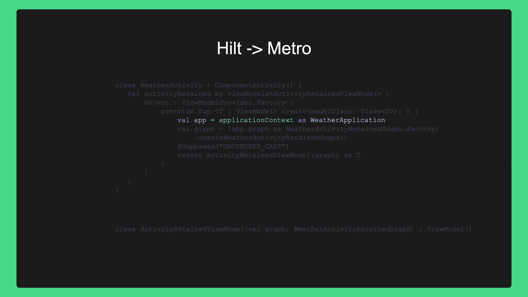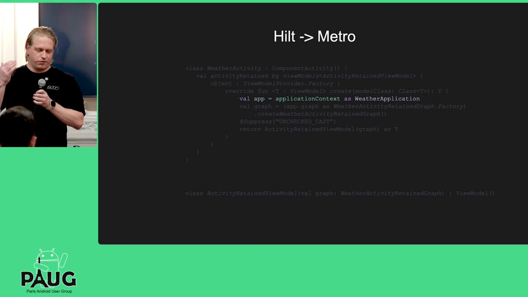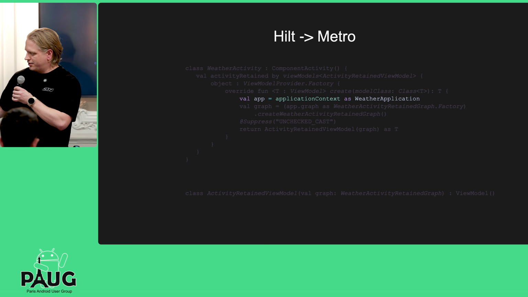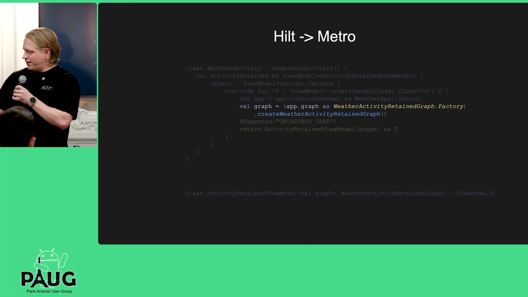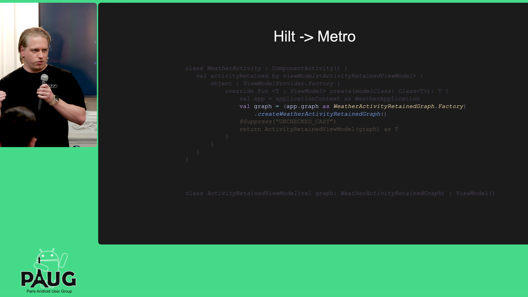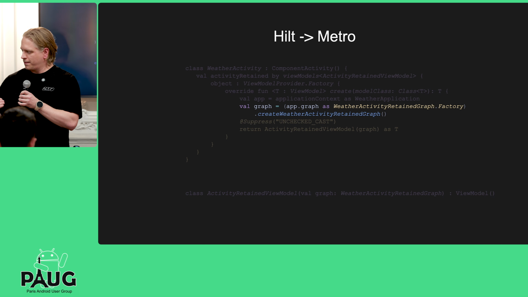So all you have to do is grab your instance of wherever you store your singleton graph. In this case, it's the weather application. And now this is where the contributes works. Because I'm contributing to the parent scope, the parent graph is going to implement my factory for me, or Metro is going to make sure it does. And you can just directly cast your graph to the factory instance. And then you can create your activity retain graph.